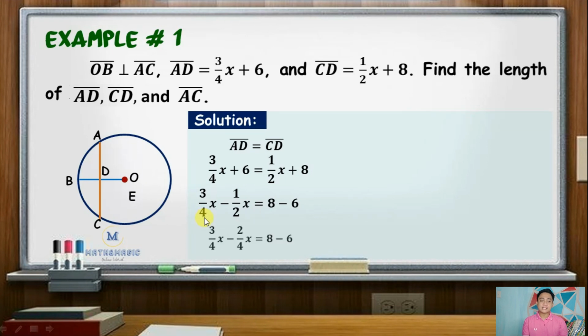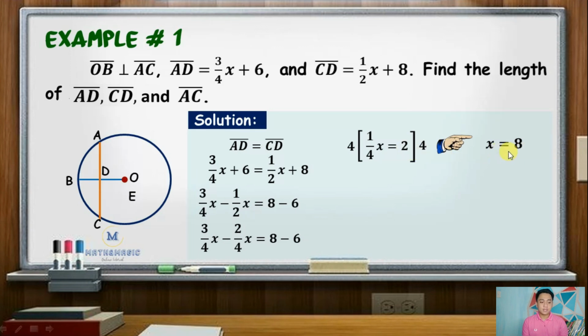Now 3/4 x minus 2/4 x, the difference is 1/4 x, then equals 8 minus 6 or positive 2. Multiplying both sides by 4, x will be equal to 2 times 4 or simply 8. Thus, the value of x is equal to 8.